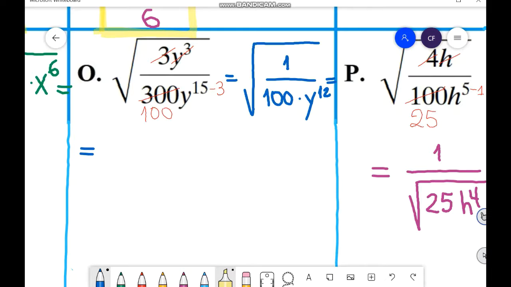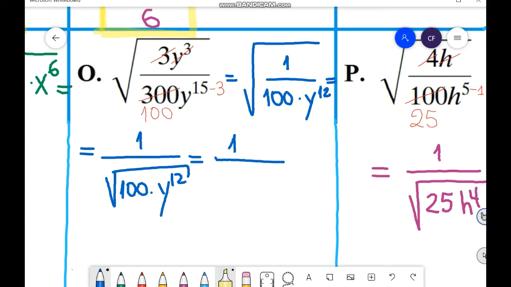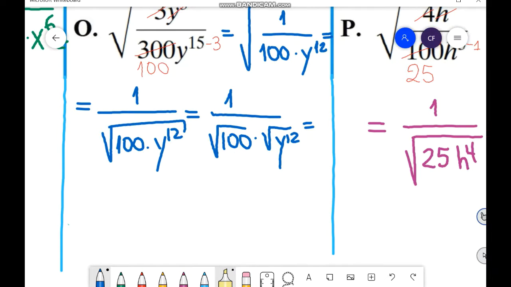Now you can apply the properties of radicals. You can write this as 1 over the square root of 100 times y to the 12. And then you can break it down as 1 over the square root of 100 times the square root of y to the 12. And this equals 1 over 10 y, 12 divided by 2, right? This is 12 divided by 2, 6.